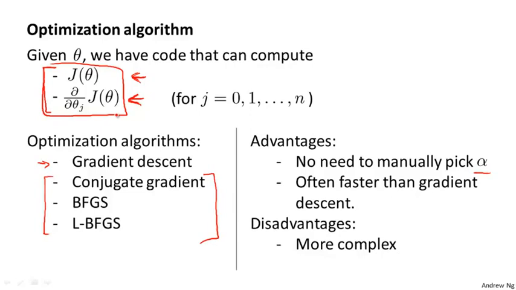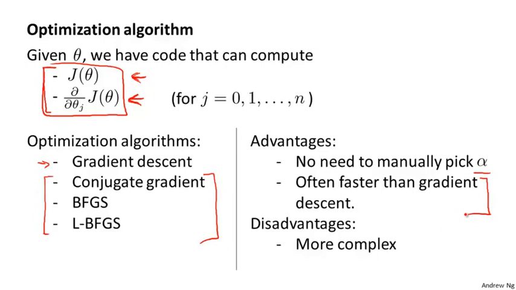These algorithms actually do more sophisticated things than just pick a good learning rate, and so they often end up converging much faster than gradient descent, but detailed discussion of exactly what they do is beyond the scope of this course. In fact, I actually used these algorithms for a long time, like maybe over a decade, quite frequently. And it was only a few years ago that I actually figured out for myself the details of what conjugate gradient, BFGS, and L-BFGS do.